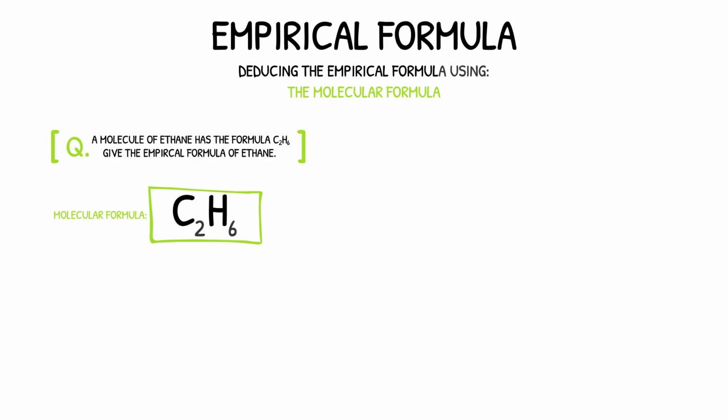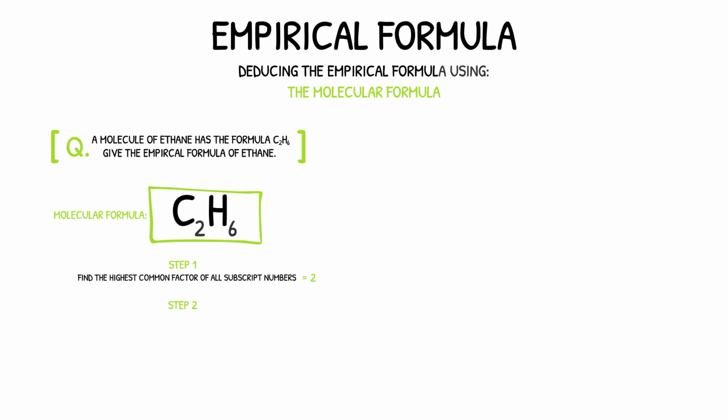We can answer this question in 2 very simple steps. Firstly, we must find the highest common factor of all the subscript numbers in the molecular formula. Remember that the empirical formula is the simplest whole number ratio of atoms, and so the highest common factor must be a whole number. In this example, the highest common factor of the subscript numbers 2 and 6 is 2.